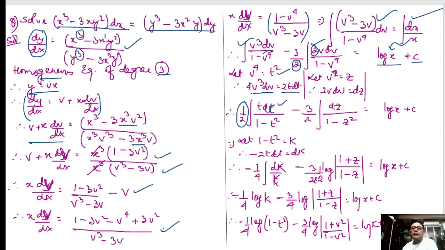And this I have taken as t square, which is this. So v to the power 4 will be t square, and in this sum I have taken v square equal to z. So 2v dv equals dz. So v dv equals dz by 2. So this is that dz by 2, and v to the power 4 means z square, because we have taken v square as z.